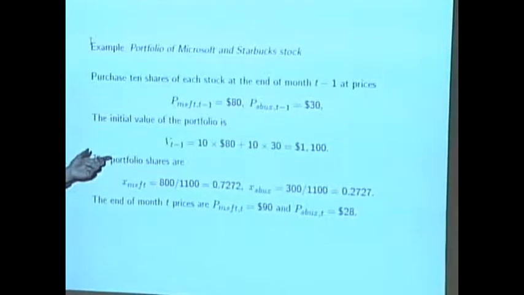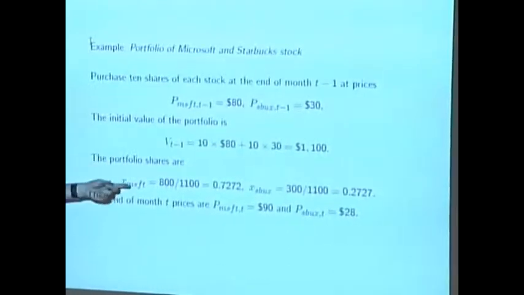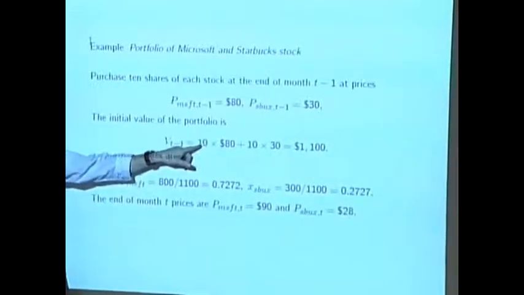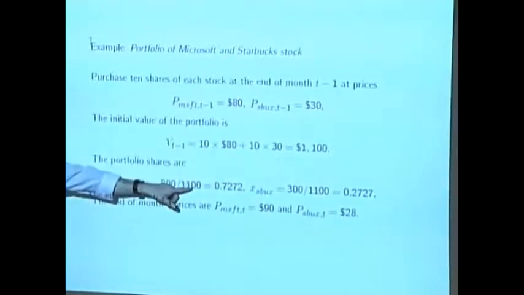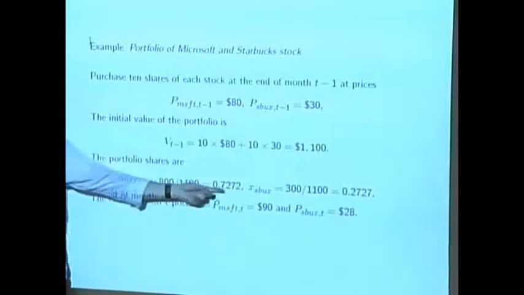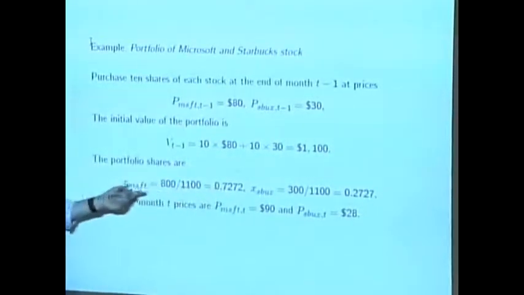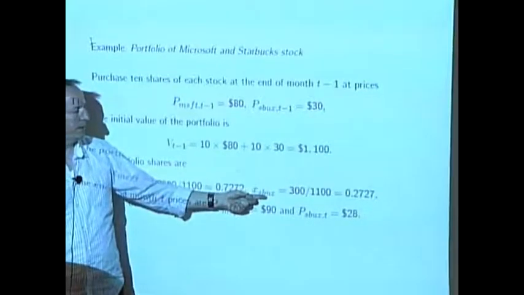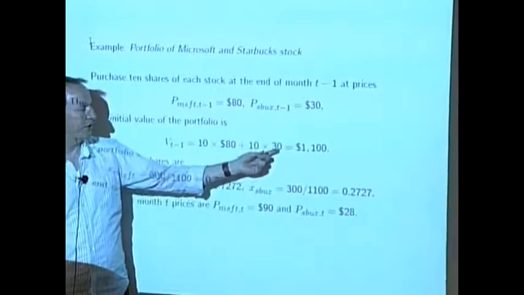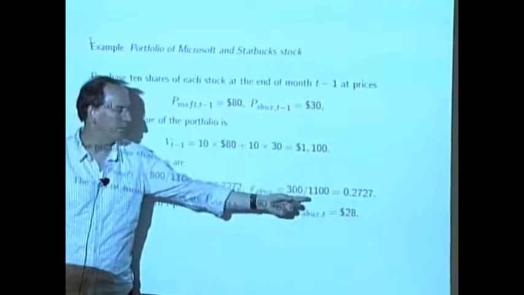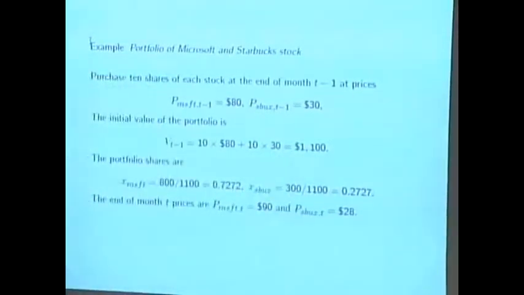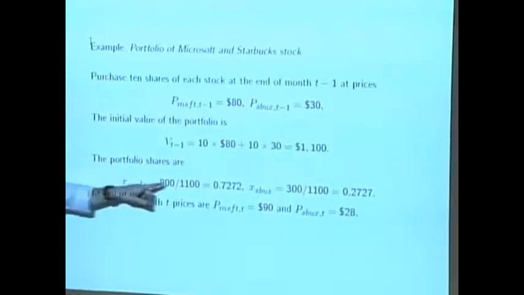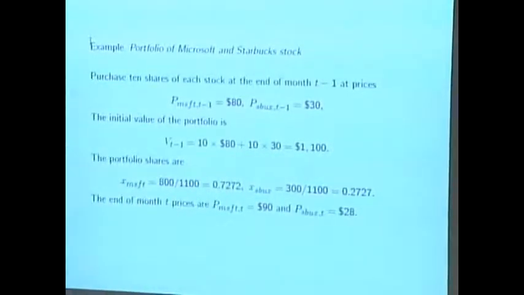And what are our portfolio shares? The share of our wealth in Microsoft is equal to our 10 shares times 80 divided by $1,100. And so that's 72% of our wealth in Microsoft. And our percentage of our portfolio in Starbucks is our 10 shares times 30, 300, divided by our portfolio value. So we have 27% in Starbucks. And notice that these portfolio weights add up to 1.